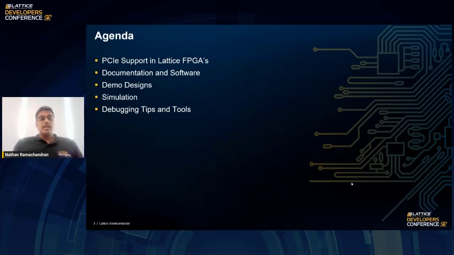So moving on to the agenda for today. We will start off with the PCI support in Lattice FPGAs, where I'll give an introduction on how Lattice FPGAs enable PCI, how the stacks defined in the PCI spec are enabled. Then we'll move on to the documentation and software, where discussions on the collaterals as well as the IPs and software associated with the collaterals and the tools required to enable PCI interface.